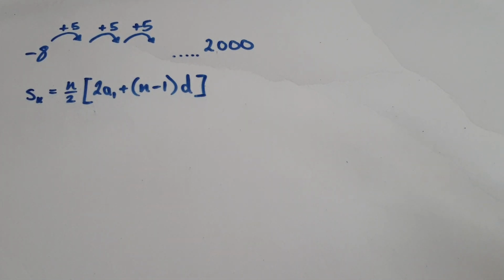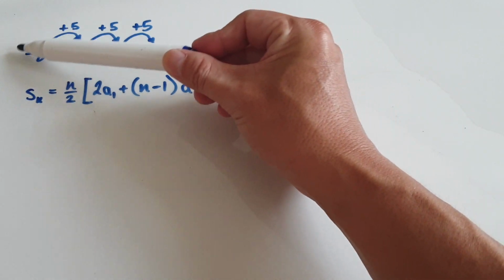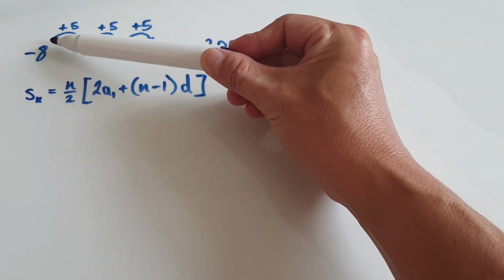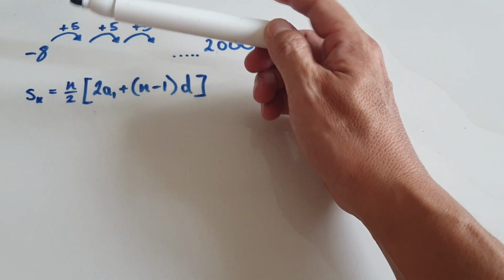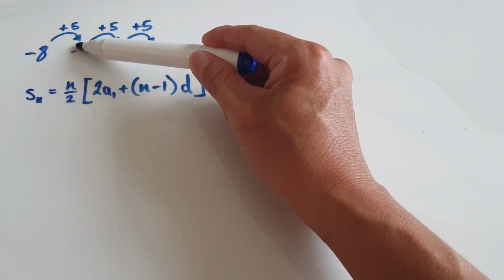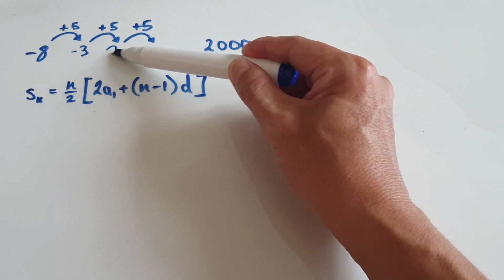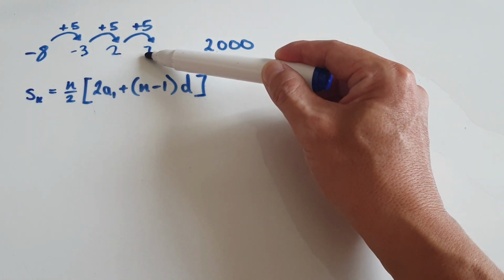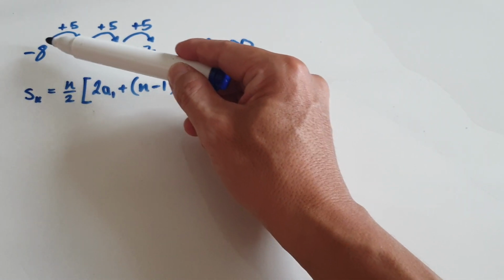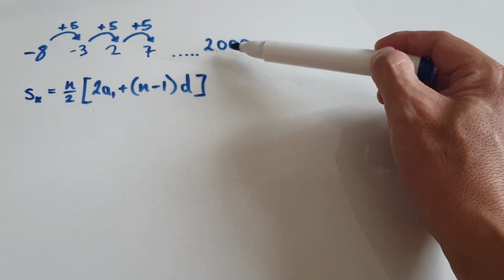So let's give you a typical arithmetic series question. Here we have the first term being -8, and each time we add 5. So the next term would be -3, and then add 5 again would be 2, add 5 again would be 7. The question is, how many terms do we need in order to exceed 2000?